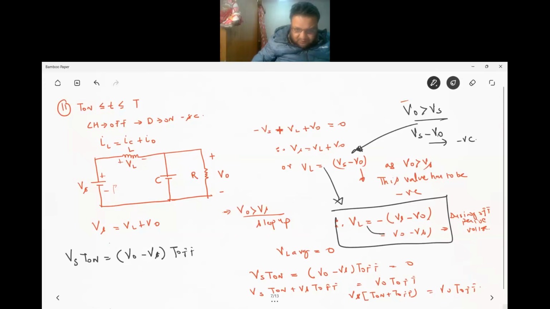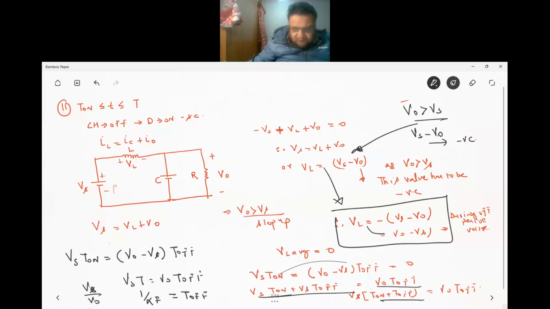And I'll just substitute these equations back. So here you see Vs and T on is there, and T off is there. So I just take this Vs and T off here. So T on plus T off will become T. So I have Vs by T is equal to V naught by T off. Again, what do I know? Vs by V naught is how much? If it is input by output, it will become 1 by alpha. And T can be written as 1 by F. So this is equal to T off. T off is equal to 1 by alpha F.